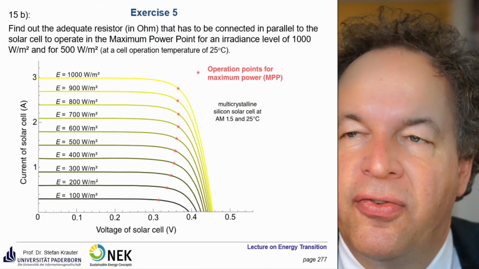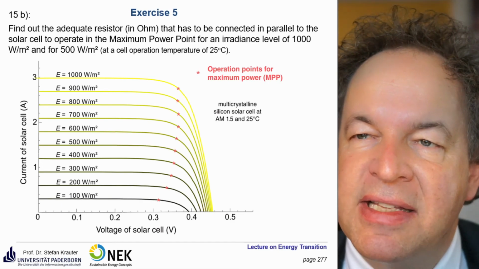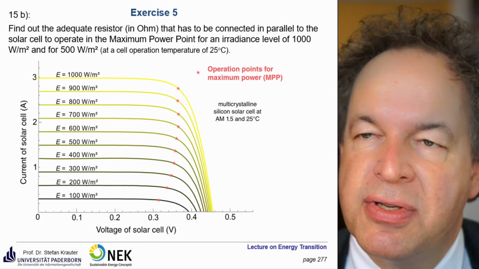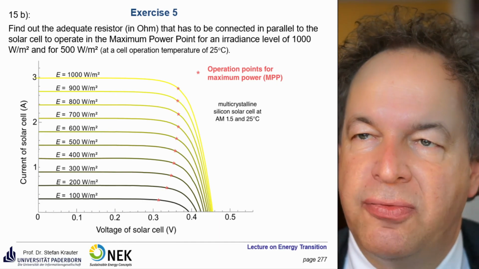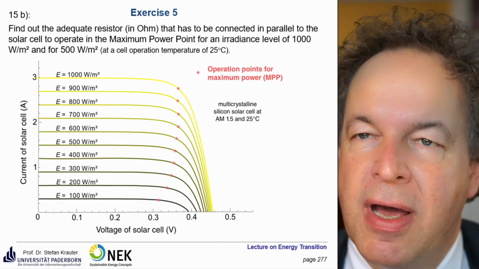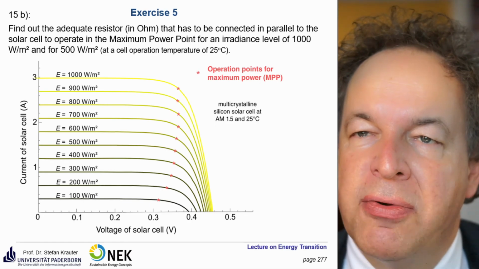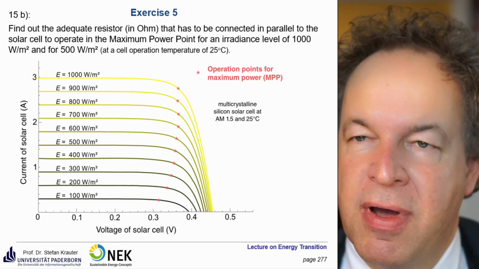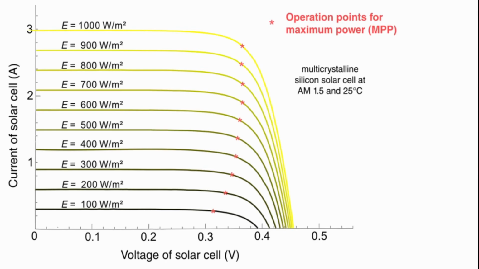Another IV curve, this time for different irradiance levels. It asks what resistor you have to attach for an irradiance of 1000 watt per square meter, and the second part is for an irradiance level of 500 watt per square meter. So let's look it up first at 1000 watt per square meter. That's the upper curve here. That's the maximum power point. So what voltage do we have? We go here and find our voltage. And what current do we have? We go here on the y-axis and we have this current.